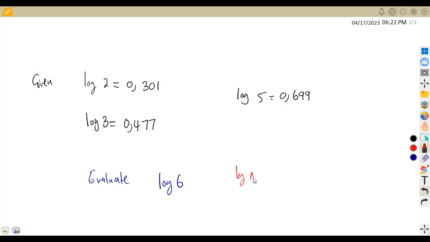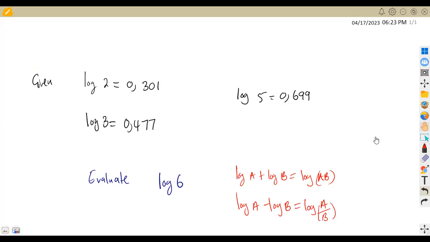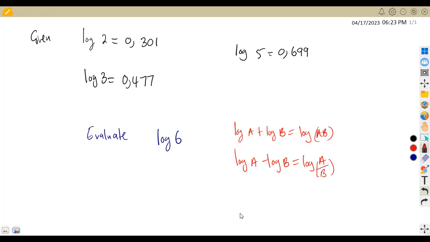The logarithm of A plus the logarithm of B, remember, it gives us the logarithm of AB. The logarithm of A minus the logarithm of B gives us the logarithm of A over B. Also, we know that P log M is equal to the logarithm of M to the power of P.